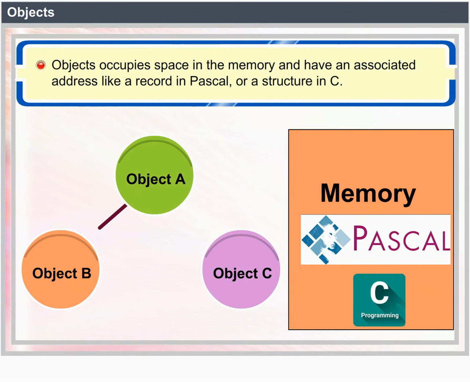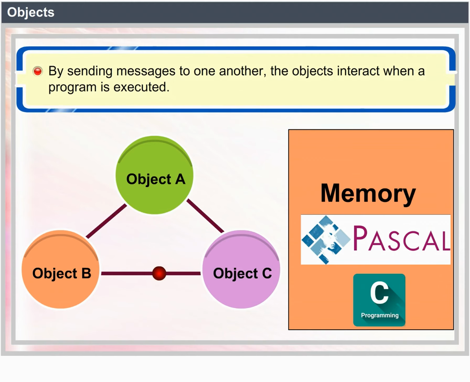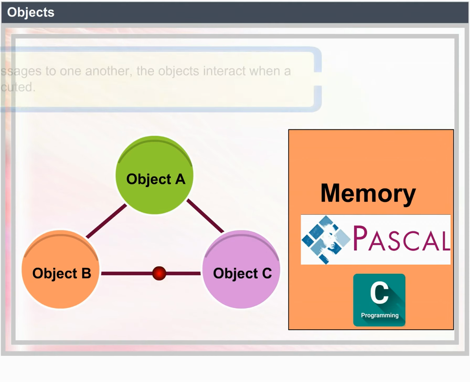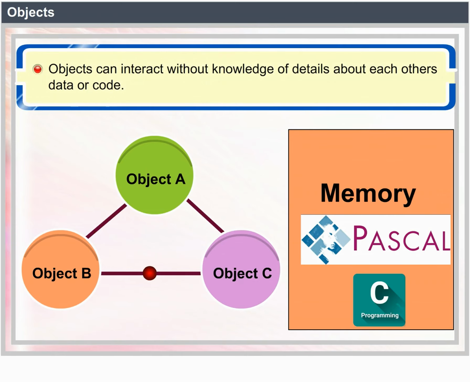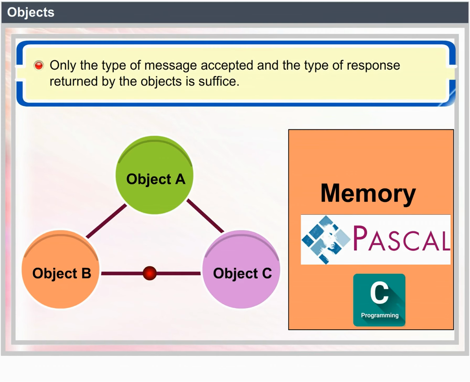Objects take up space in memory and have an associated address, like a record in Pascal or a structure in C. When a program is executed, the objects interact by sending messages to one another. Each object contains data and code to manipulate data. Objects can interact without having to know details of each other's data or code. It is sufficient to know the type of message accepted and the type of response returned by the objects.